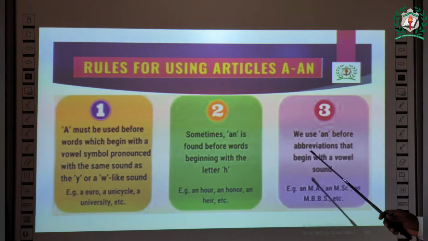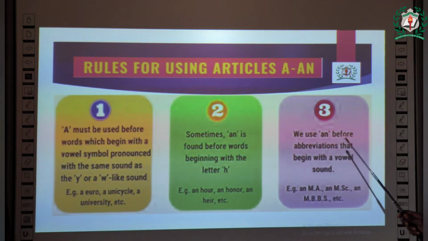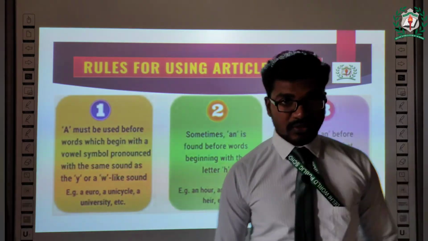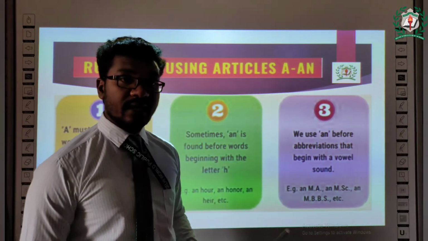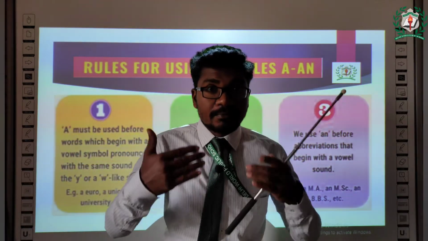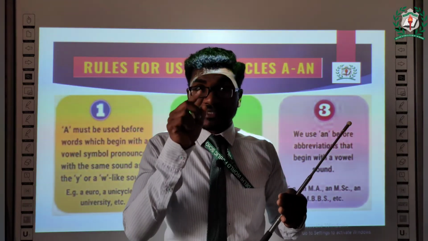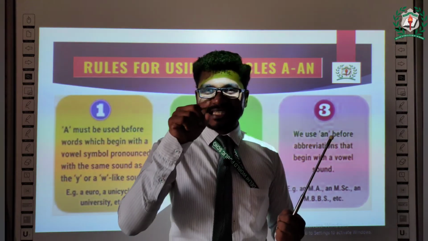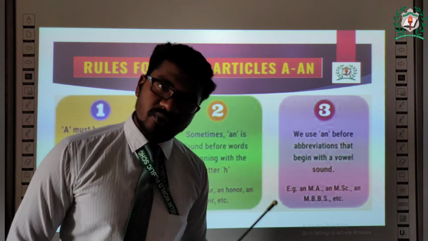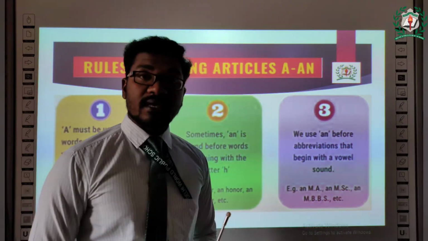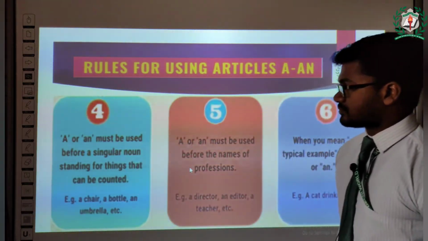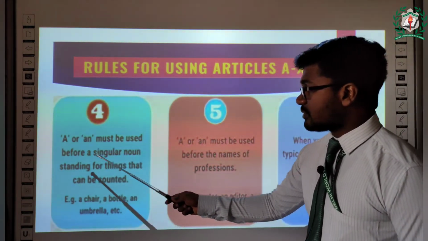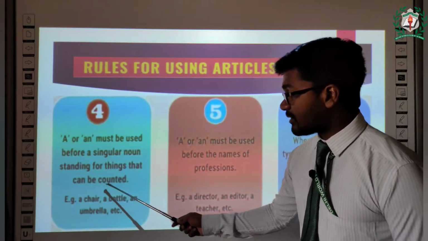And the third one, we use an before abbreviations that begin with the vowel sound. What is this abbreviations? You can see MA, Master of Arts. So we are using an here, because when we are pronouncing M, it is spelled E-M, and E is the vowel. So we are using an MA.